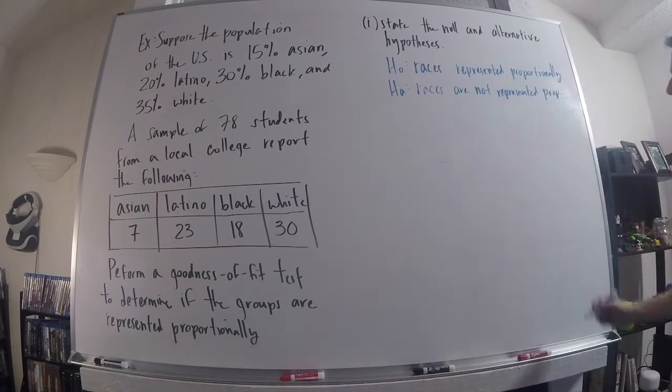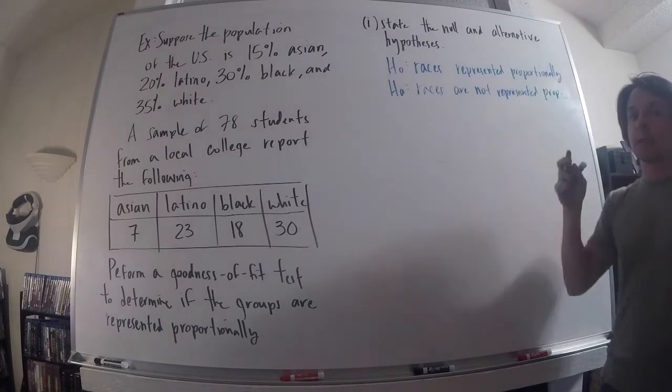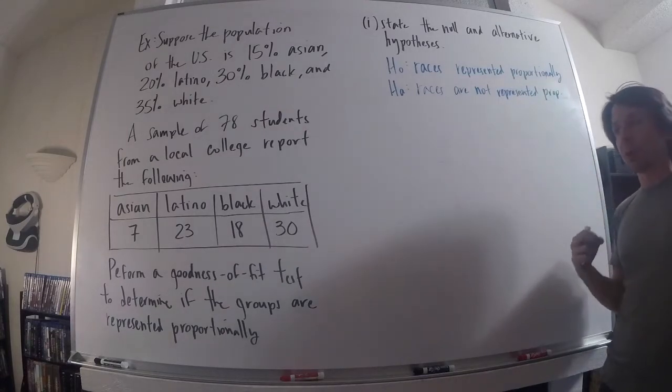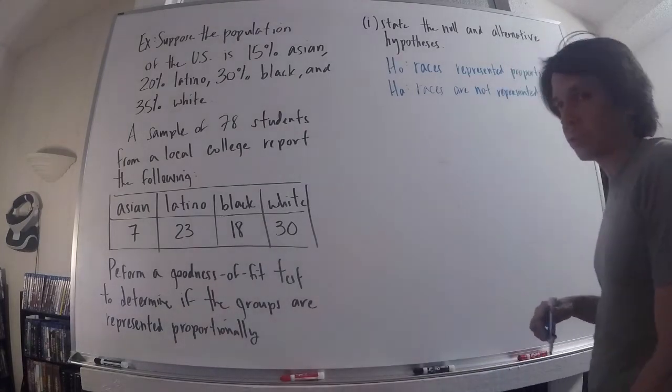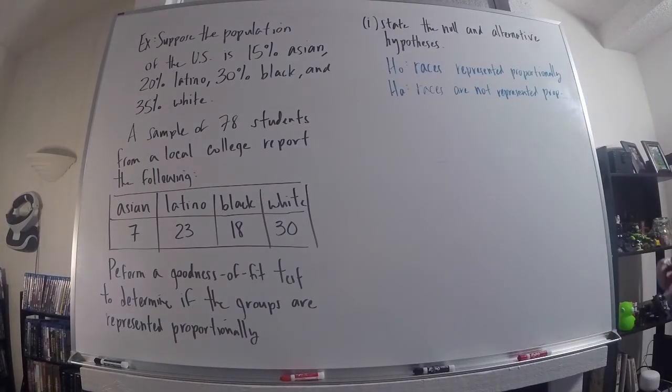I'm going to abbreviate there. Okay. That's how we're breaking it down. We assume they're represented proportionally until we have evidence otherwise in the form of a small p-value that is below the significance level. Next step.